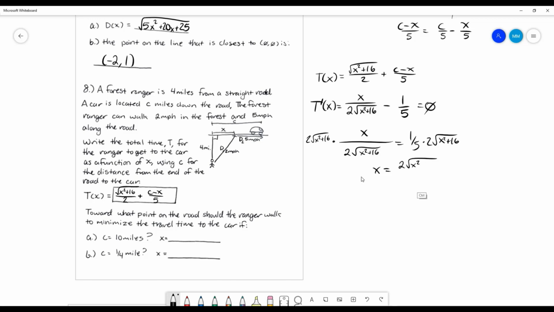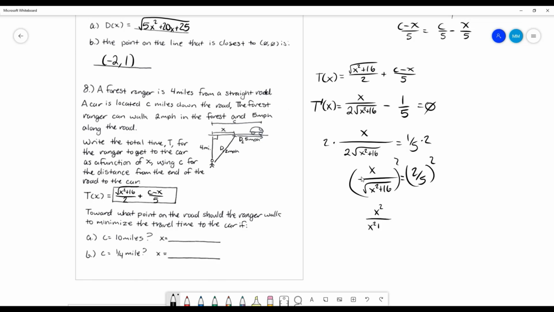I'm going to leave the radical over there. Oops, I did more of that than I meant to. Equals 1/5 multiplied by 2x over that equals 2/5. And now I can just square everything. And of course, since this is all multiplied, that just turns into an x squared over this equals that.